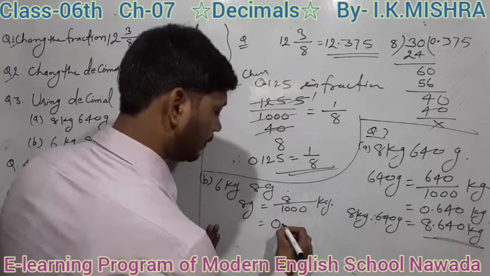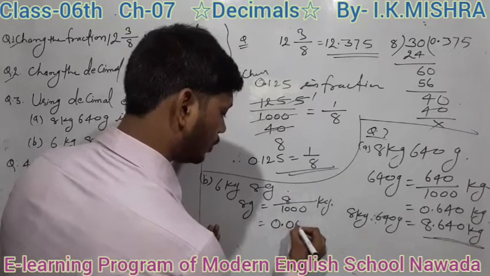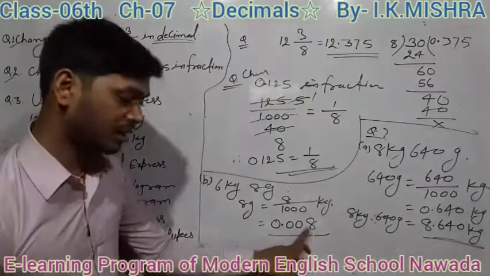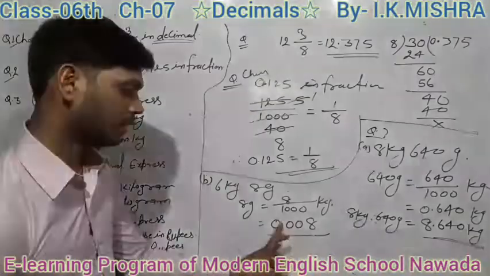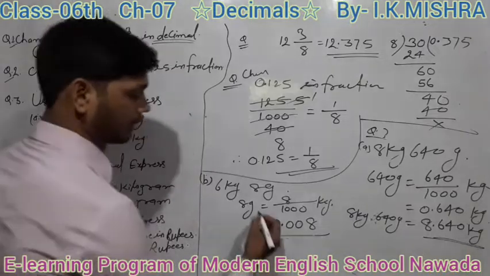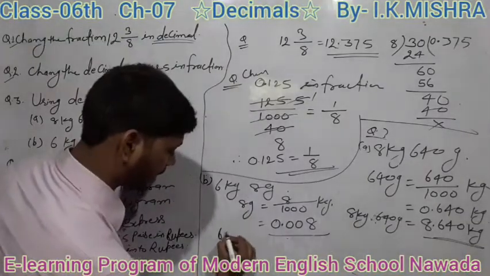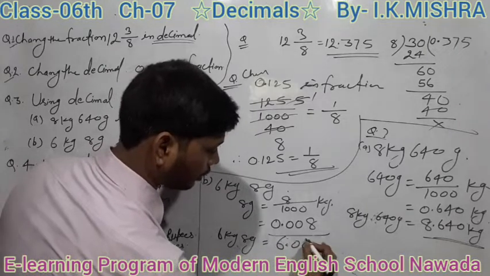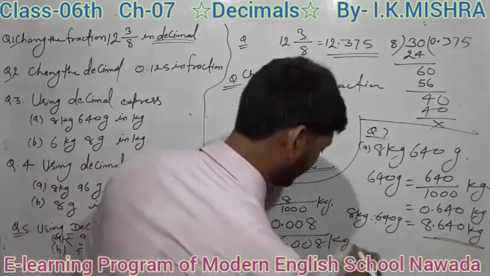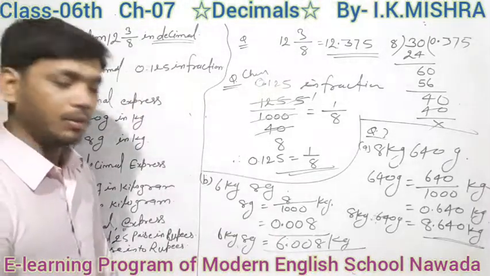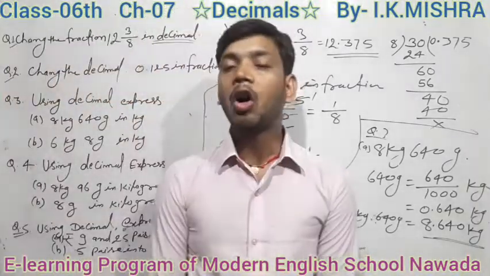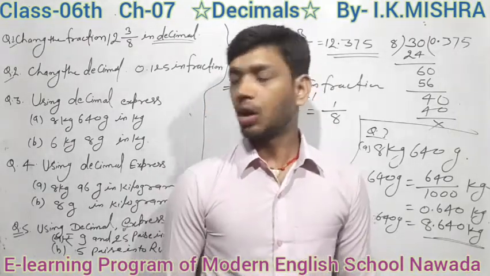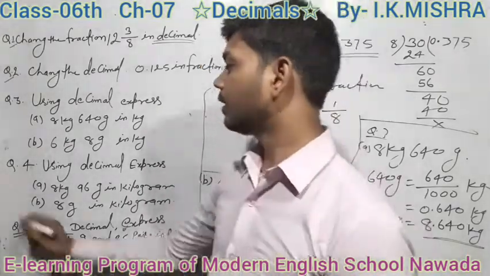So 0.008. Students, observe here 3 digits, 3 decimal places after the decimal. So students, 6 kg 8 gram means 6.008 kg. Clear students? Similarly, you can solve all of the questions in your exercise. Now proceed to question number 4.